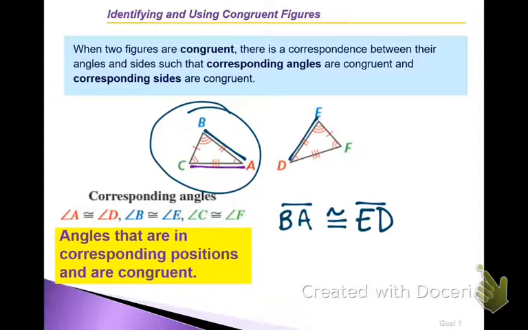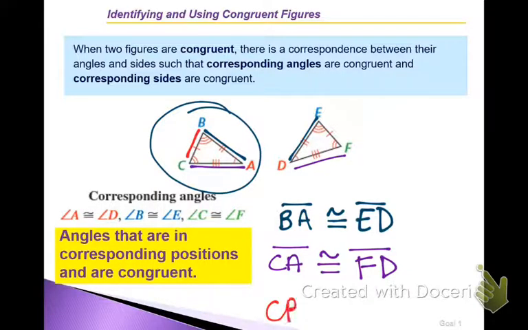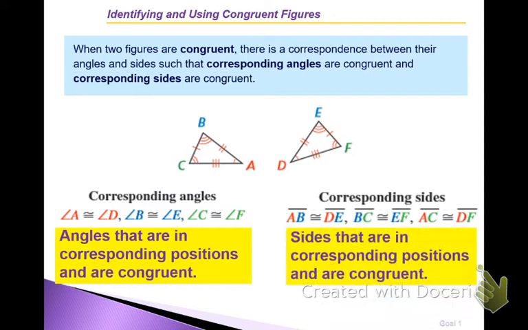CA, someone said. Sure, we'll say CA. If C came first, what angle corresponds with C? F. So F would have to come first. And then A came second, so D has to go second. And then our last side would be CB. And it would be congruent to FE. It'll pop up all the other types of answers that you could have done.